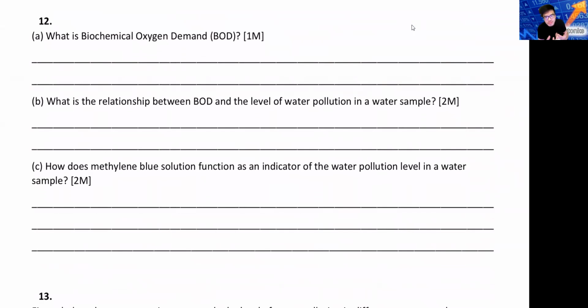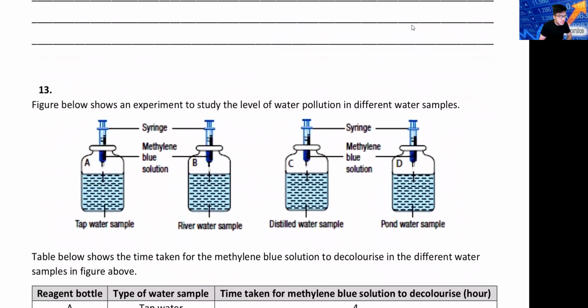Demand means how much do you need? If your water has no oxygen, that means the BOD is very high. Your water is requesting a lot of oxygen, which is not a good thing. That means your water is very polluted. So you know what? I'm not going to do this.